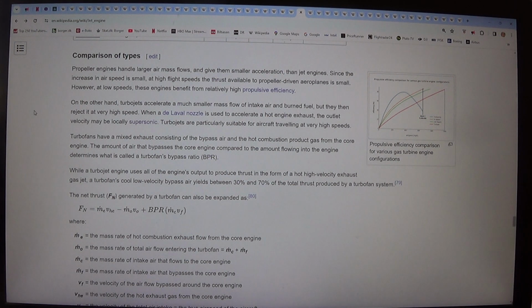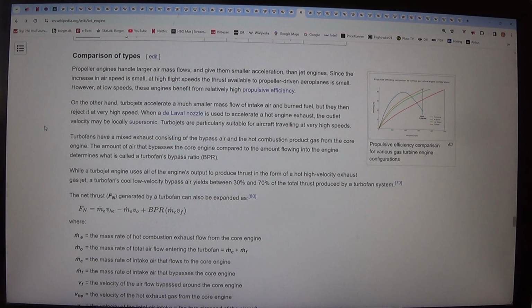On the other hand, turbojets accelerate a much smaller mass flow of intake air and burned fuel, but they then reject it at very high speed. When a De Laval nozzle is used to accelerate a hot engine exhaust, the outlet velocity may be locally supersonic. Turbojets are particularly suitable for aircraft traveling at very high speeds.